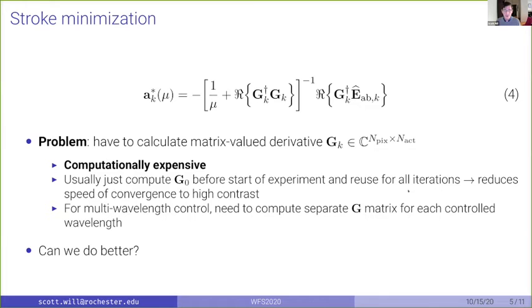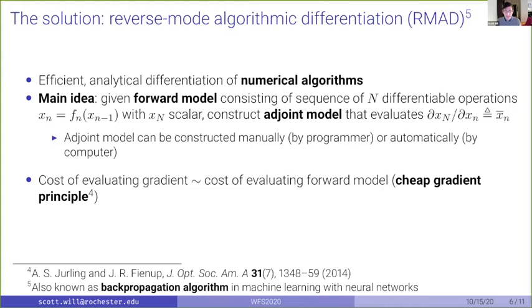So is there a better approach here? The answer is yes. The approach that I took was using what's called reverse mode algorithmic differentiation, or RMAD. This is a framework for efficient analytical differentiation of numerical algorithms. By that, I mean a sequence of n differential operations with the final variable being scalar, for example, the objective function for an optimization problem.